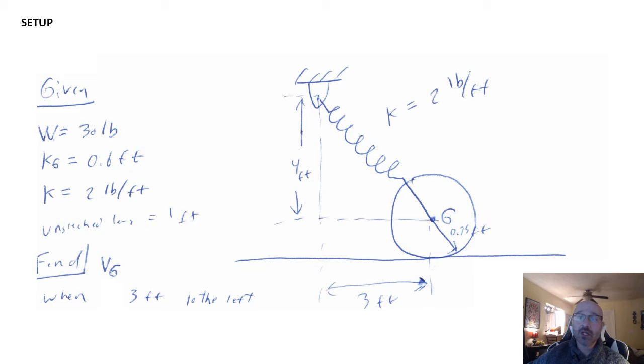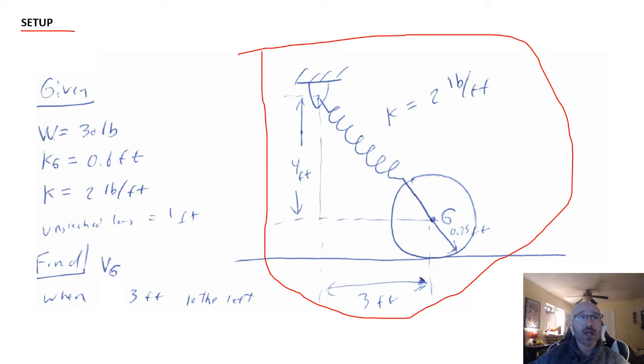So with that information given to us in our problem statement and initial diagram, we can now create our setup page. If we draw a simplified version of our diagram over here, I have all my given information here. I have the weight is equal to 30 pounds. I have my radius of gyration is 0.6 feet. My spring constant is equal to 2. And my unstretched length of the spring is 1 foot. I need to find my V sub G when it moves 3 feet to the left of this initial start position over here.